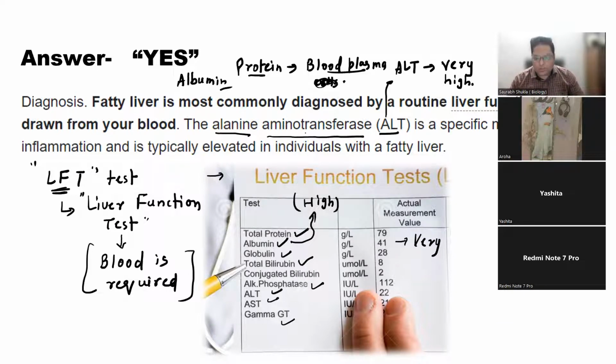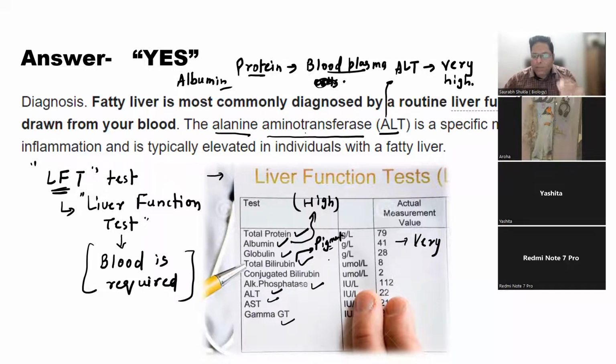So now here there are some terms mentioned here. They all are proteins. Albumin is a protein, Yashita. Globulin is a protein. Bilirubin, right? Bilirubin is one of the liver pigments. So bilirubin is not a protein, child. Bilirubin is one of the pigments present in your liver juice, bile juice. It is one of the pigments, Yashita, right?